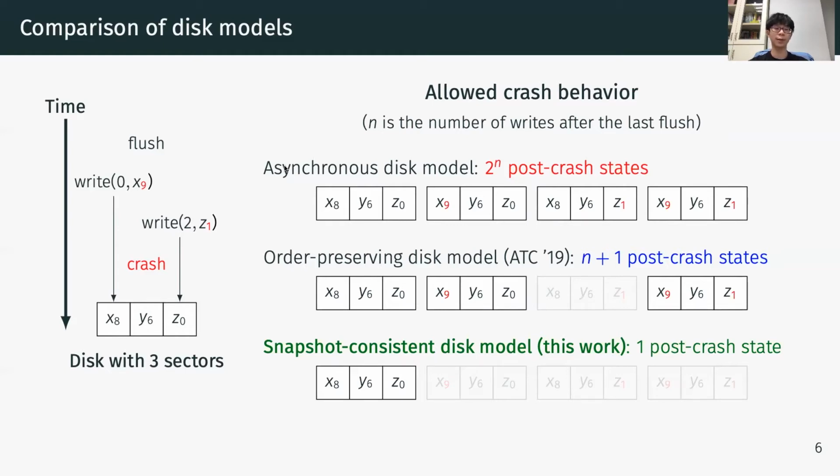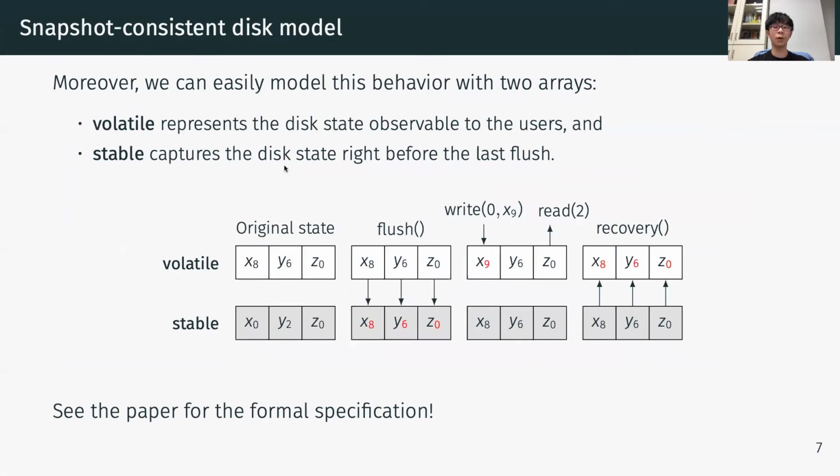For the snapshot-consistent disk model we propose in this work, the disk state is guaranteed to roll back to the state right before the last flush. So there can be only 1 possible post-crash state. Moreover, we can easily model this behavior with 2 arrays. The first array, volatile, represents the disk state observable to the users, and the second array, stable, captures the disk state right before the last flush.